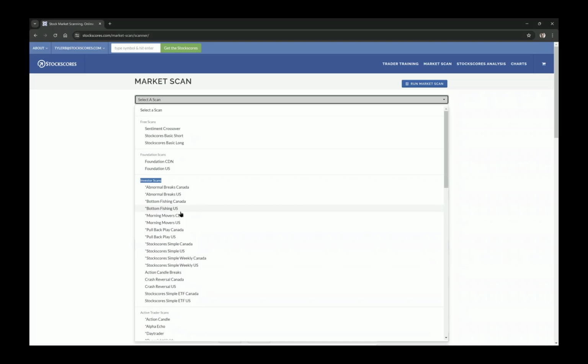All right, so let's say I'm a Canadian. I'm looking for a stock to buy for my retirement plan. I want a Canadian stock. I want a stock that pays a little bit of a dividend. I might run the Stockscores Simple Canada scan.